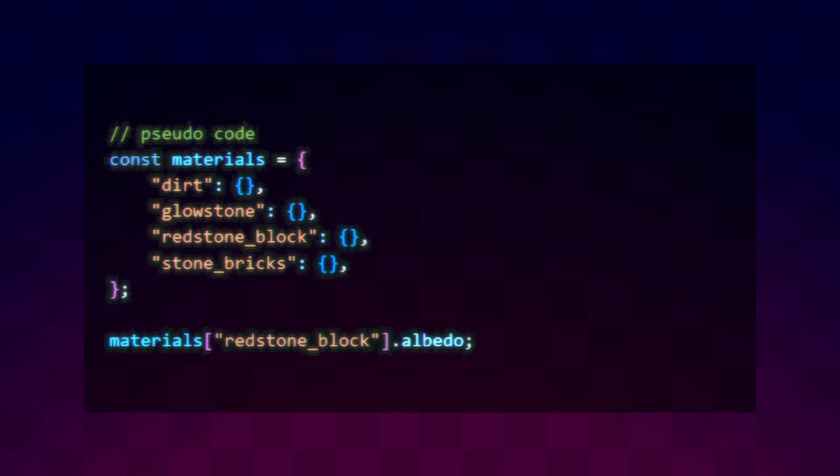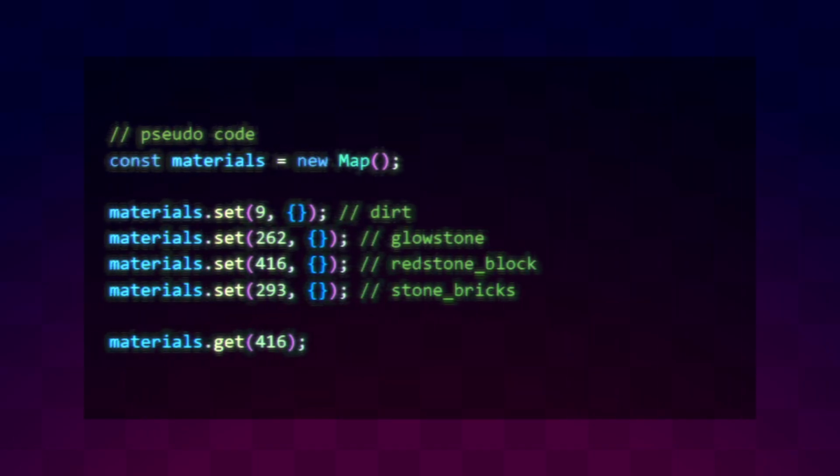But if we really want to get the best bang for our buck, then you can't overlook the map. Unlike our plain object, the key to a map can be of any type. Whether a string or an integer, it doesn't care. This lets us look up the material simply with a number, and tends to work faster.